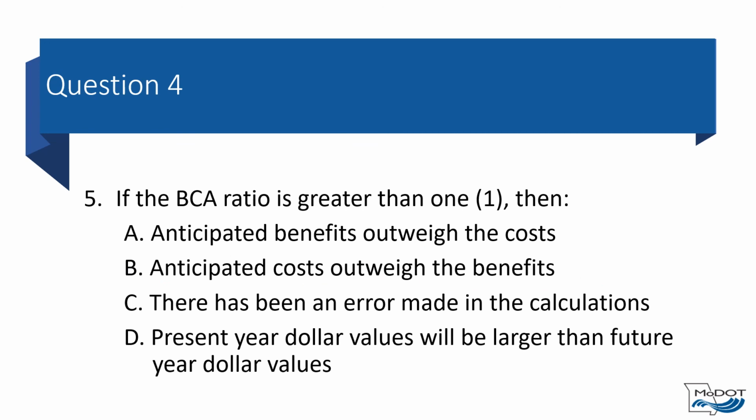Question 5. If the BCA ratio is greater than 1, then A. Anticipated benefits outweigh the costs. B. Anticipated costs outweigh the benefits. C. There has been an error made in the calculations. Or D. Present year dollar values will be larger than future year dollar values. The correct answer is A. If the BCA ratio is greater than 1, then anticipated benefits outweigh the costs.